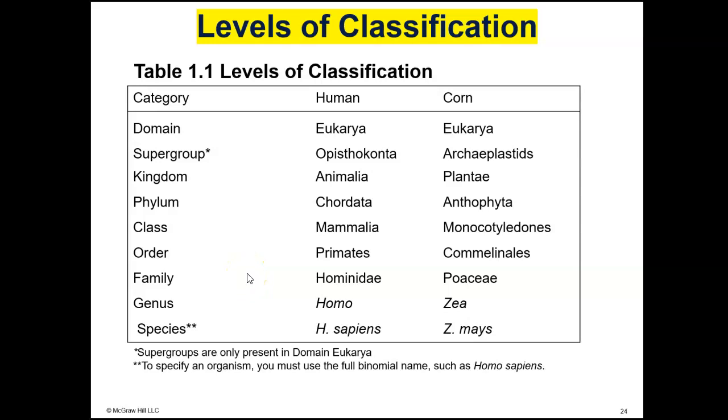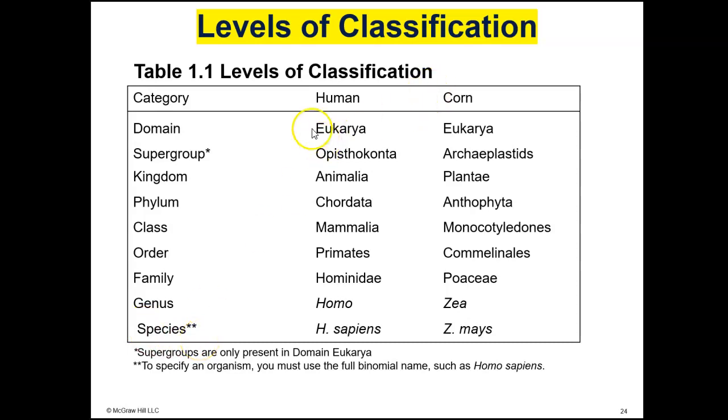We are starting with slide 24 of the chapter 1 lecture notes, and reminding you that you need to know the levels of classification from domain, which is the most inclusive, includes the greatest number of organisms, all the way down to the species group, which is least inclusive. So it's domain, supergroup, kingdom, phylum, class, order, family, genus, and species.